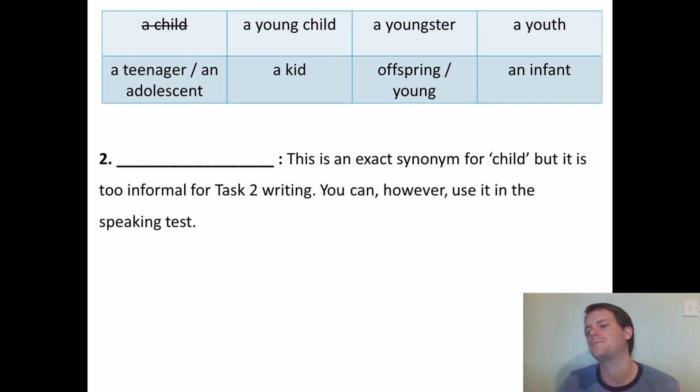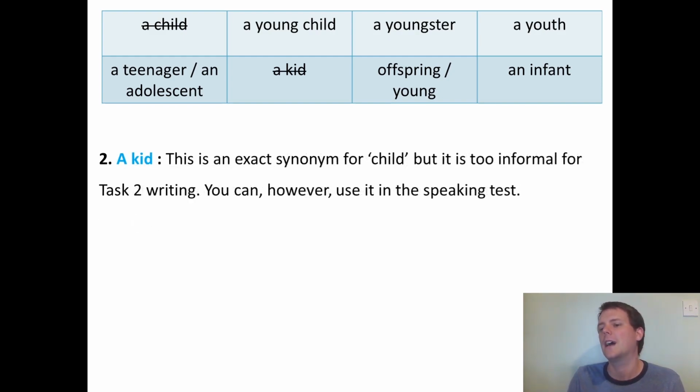The next definition. This is an exact synonym for child, but it is too informal for task 2 writing. You can, however, use it in the speaking test. Pause the video, choose a paraphrase. Okay, let's have a look. A kid. This is a very typical, very common mistake that I notice in essay writing. A lot of people like to use kids as a paraphrase of children in their essays, but it really is way too informal for essay writing, so you can't use it.